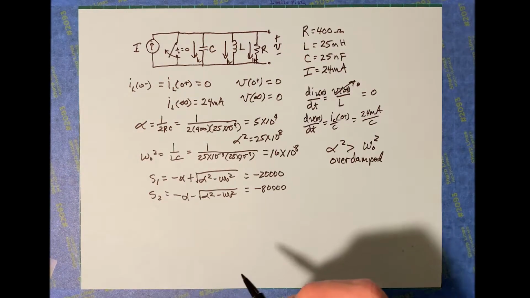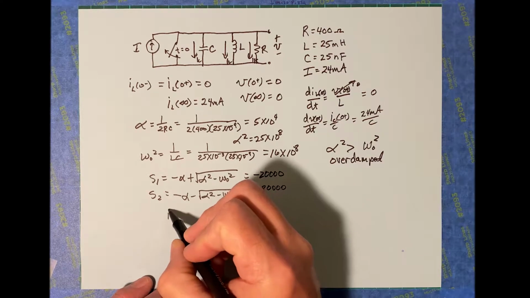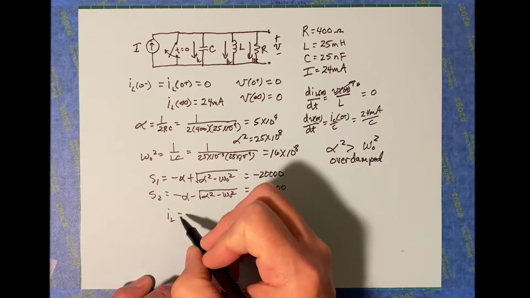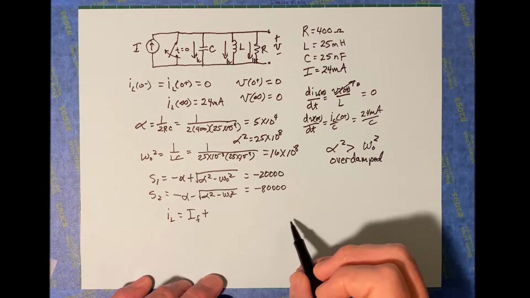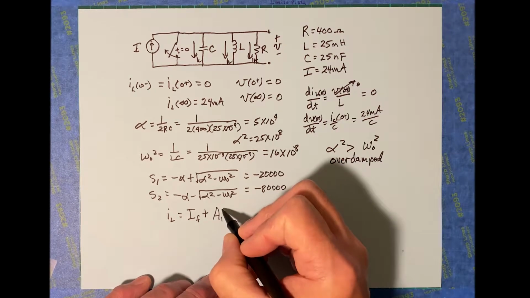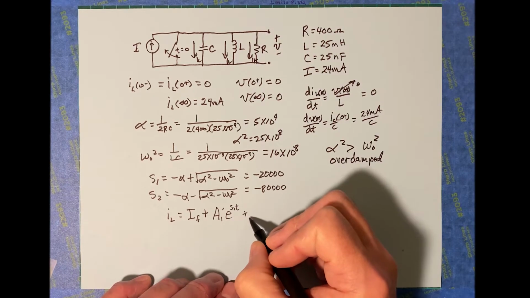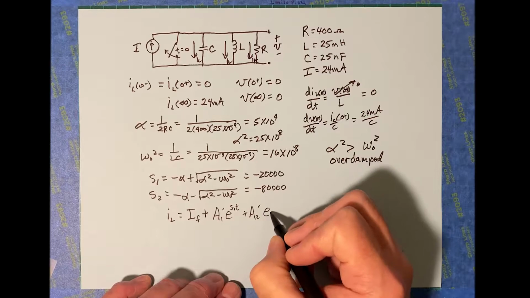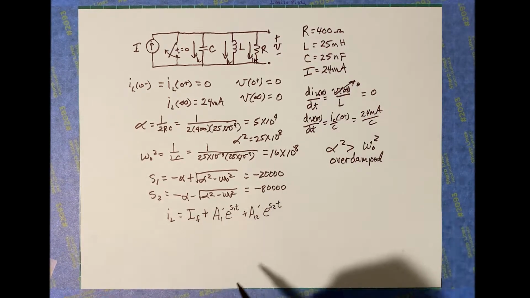All right, since we know it's overdamped, we know what the general solution is going to look like. So we can go ahead and write that down. It just depends on what you want to go for first. Let's go for I sub L. So I sub L is going to be I final plus the natural response. The natural response for overdamped is going to look like this: A1 prime e to the S1 t plus A2 prime e to the S2 t. I just put primes on the coefficients to indicate that they're different than what they might be for the voltage.